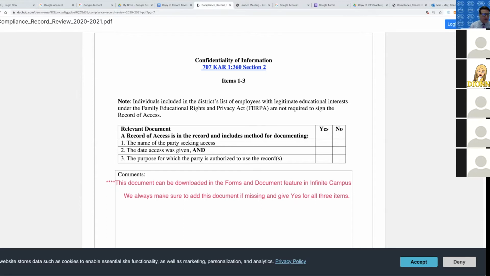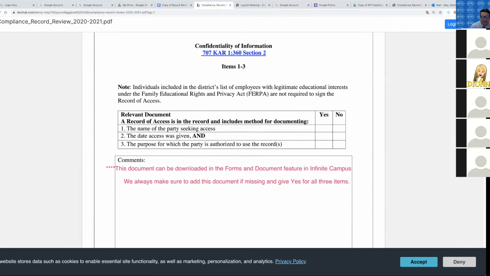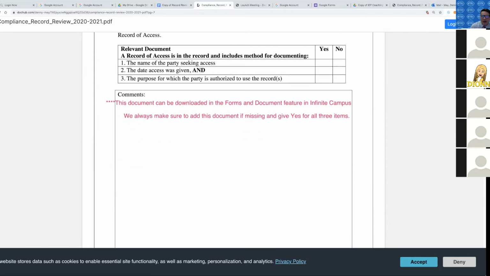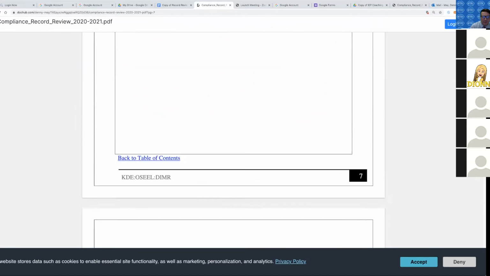What we typically do is give you yeses on this, and we make sure that it is in there with the correct SSID number and the student's name on that document so that we can give you credit for yeses here. You're looking for, in bold, a record of access. This has the name of the party seeking access, the date access was given, and the purpose for which the party is authorized to use the record. The form in Infinite Campus takes care of that and has all that information on there. So enough about that form. We always make sure to add this document if it's missing and give you yes for all 3 items.